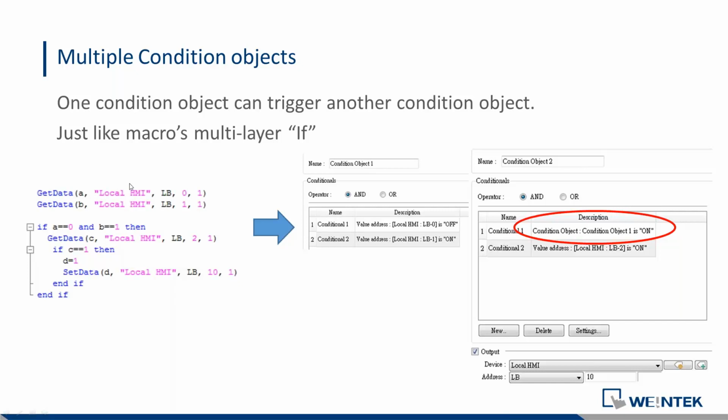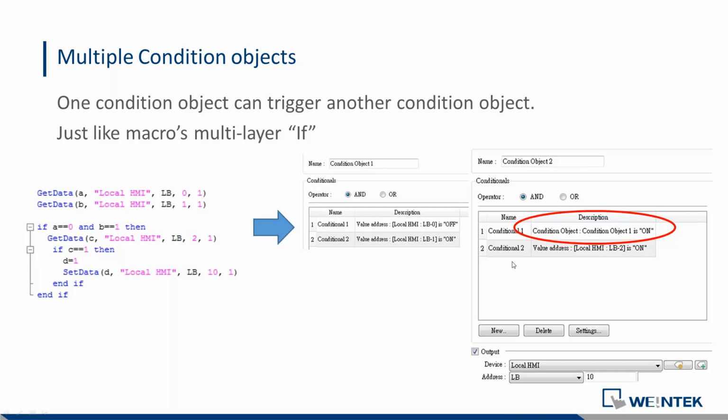So you can see on the left side, there's a macro here. The first layer of the if is A equals 0 and B equals 1. And there's another if inside of this, if C equals 1. Let's take a look at the right side. Here we have a first condition object, LB0 is off and LB1 is on, which matches the first layer of the if in this macro.